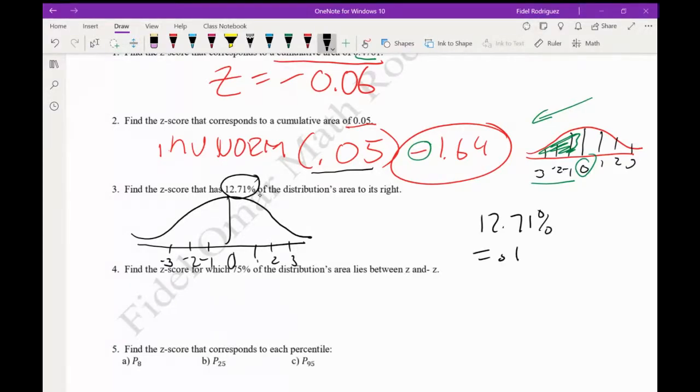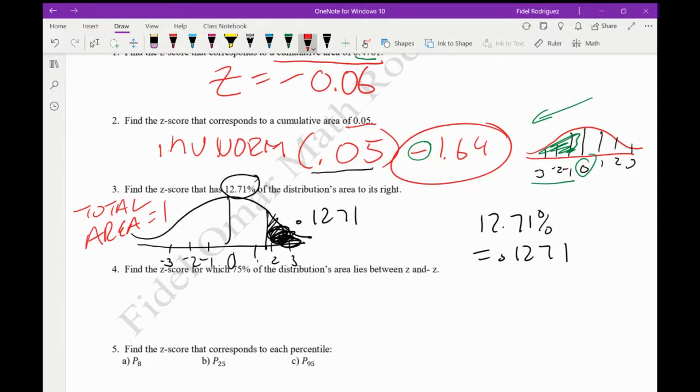12.71% as a decimal is 0.1271. So that's telling me that somewhere over here, the area here is 0.1271. Now remember, the total area, guys, is going to be equal to 1, right?